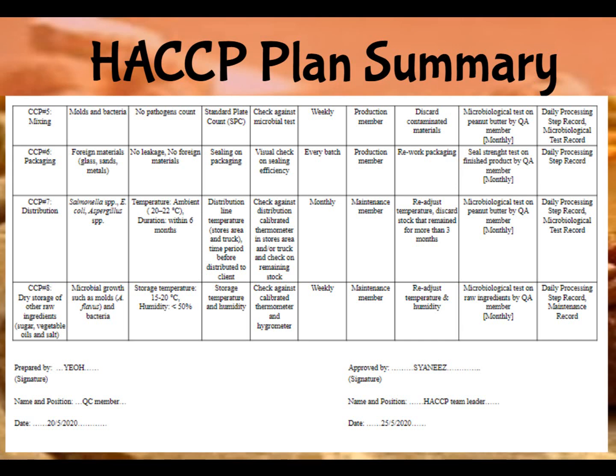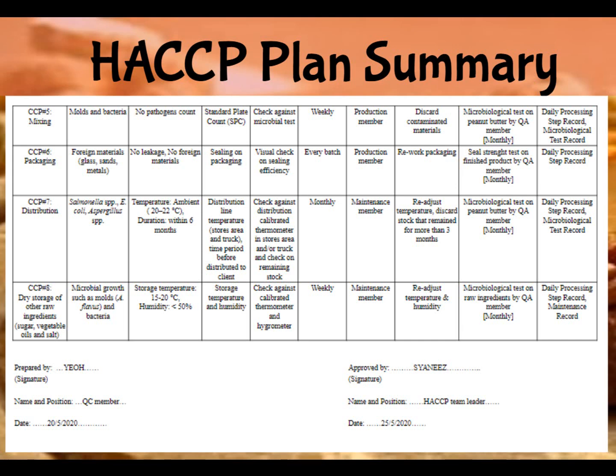And the seventh CCP is distribution. The identified hazard here is Salmonella, E. coli, and Aspergillus. And the maintenance member has to check against the thermometer in the store area and/or truck, and check on the remaining stock monthly.